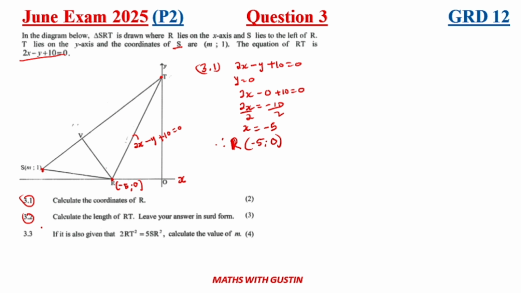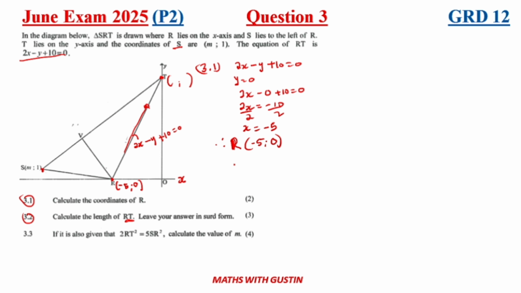3.2 says here, calculate the length of RT. The length of RT is the length of this line here. I want us to calculate the length. Leave your answer in surd form. So simple and straightforward, guys. In order for us to find it, we're going to use the distance formula, but however we need to find the coordinates of T. Remember, the coordinates of T are not given.